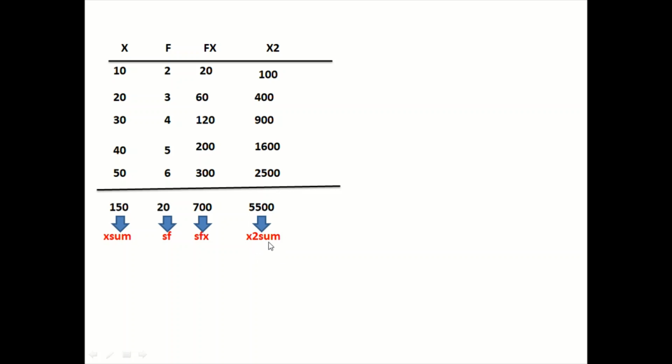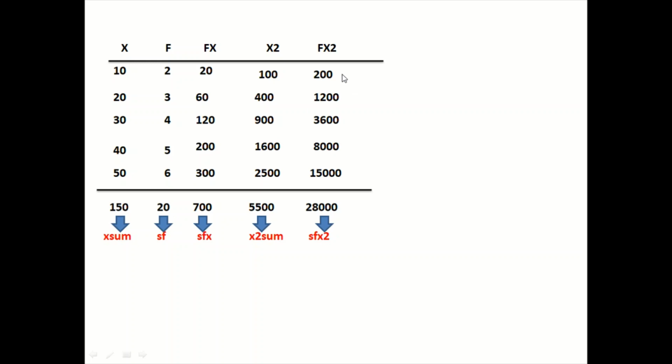After this, the value of f and the value of x2 are multiplied in this manner. You can see here 2 into 100, 200; 3 into 400, 1200; 4 into 900, 3600; 5 into 1600, 8000; and 6 into 2500 is 15,000. Now these values are again totaled and stored to the variable name sfx2 and the total value is 28,000.